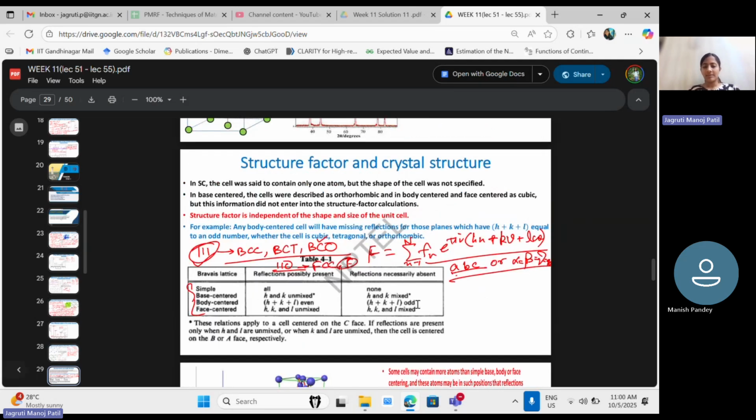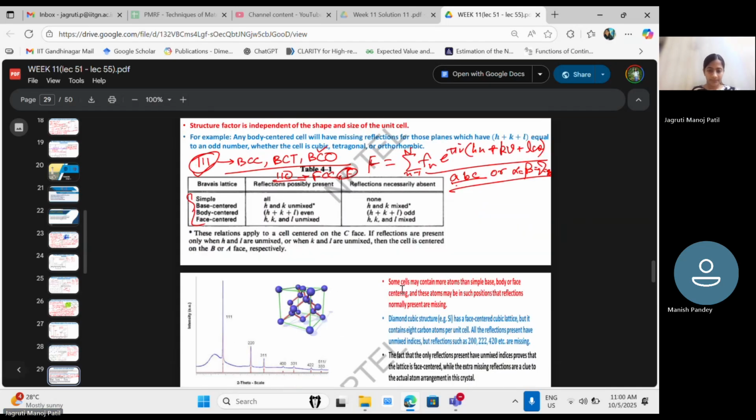So this is nothing but a table summarizing all the relationships. If you have a simple lattice, then reflections are absent in that case. Then you have a base centered one. What happens in that case is it's mixed. For the body centered one, you have all as even, whereas you'll have reflections as odd. Whereas the face centered one, if they are possible, would be unmixed, whereas if they are absent, would be the ones which are mixed.